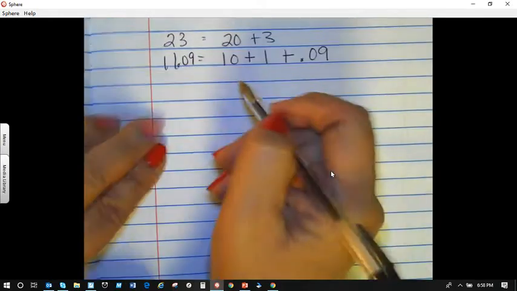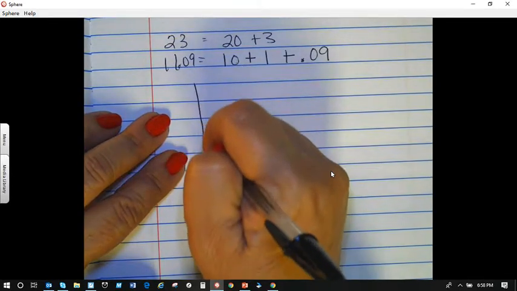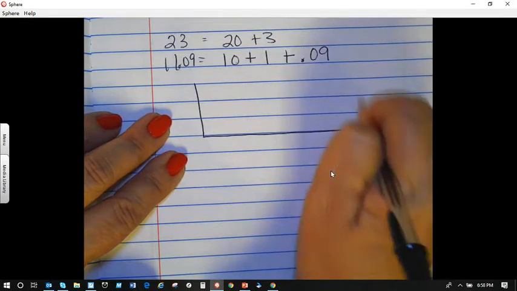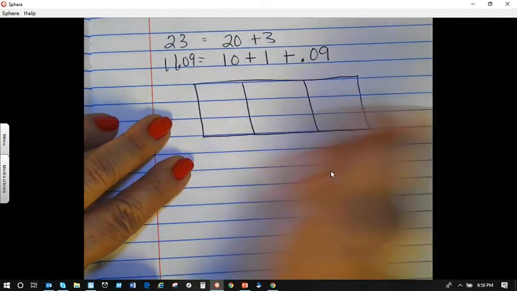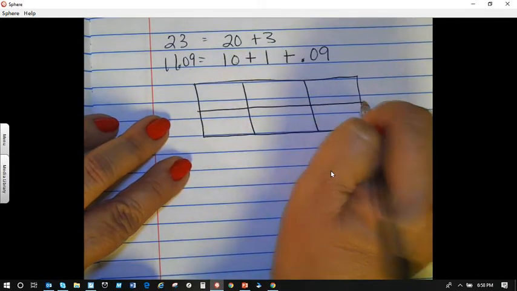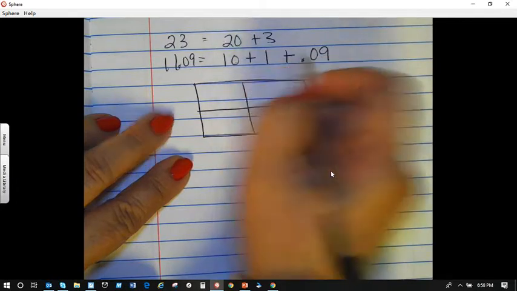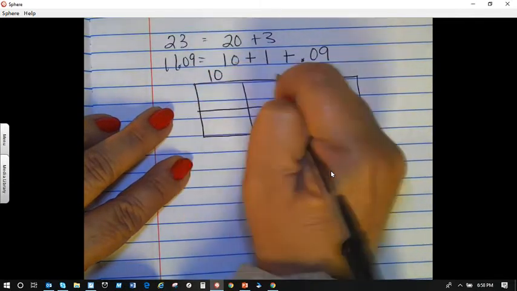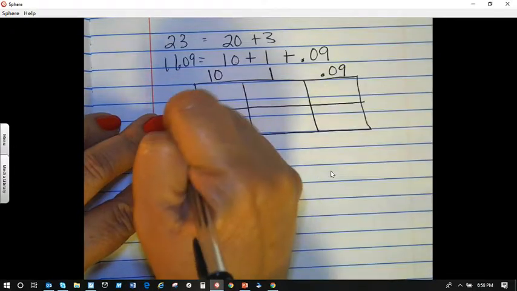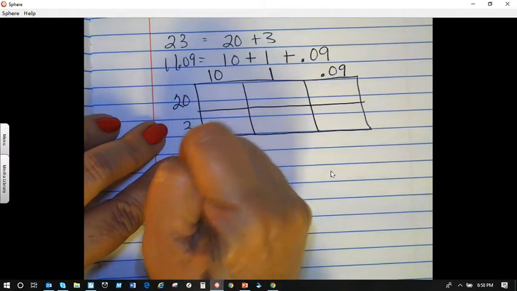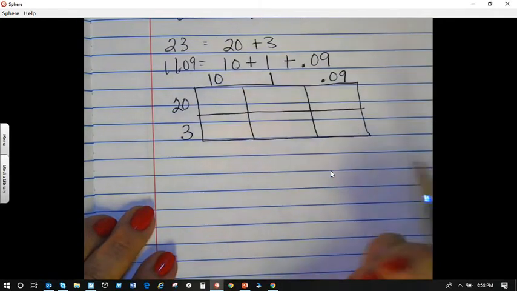Okay? Now, I have 1, 2, 3, so that's going to go on the top, and I'm going to kind of just make this a little bit bigger. And I have 1, 2, 3, and then this one be in the middle. Oh, I hate it when my lines are off. That's confusing for me. So anyway, I'm going to put my 10 here, my 1 here, and then my 9/100 here. I'm going to put my 20 here and my 3 here. So I have 23 times 11 and 9/100.